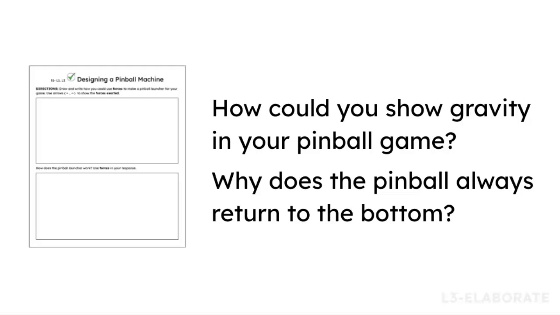For the Elaborate portion, you'll have students get their Designing Pinball Machine student journal page from Lesson 1 and complete your summary chart discussion. You'll have students update their Designing Pinball Machine student journal page to show how gravity impacts the pinball machine. They should add more arrows to represent gravity. You'll have students share their drawing with a partner for an opportunity for peer feedback.